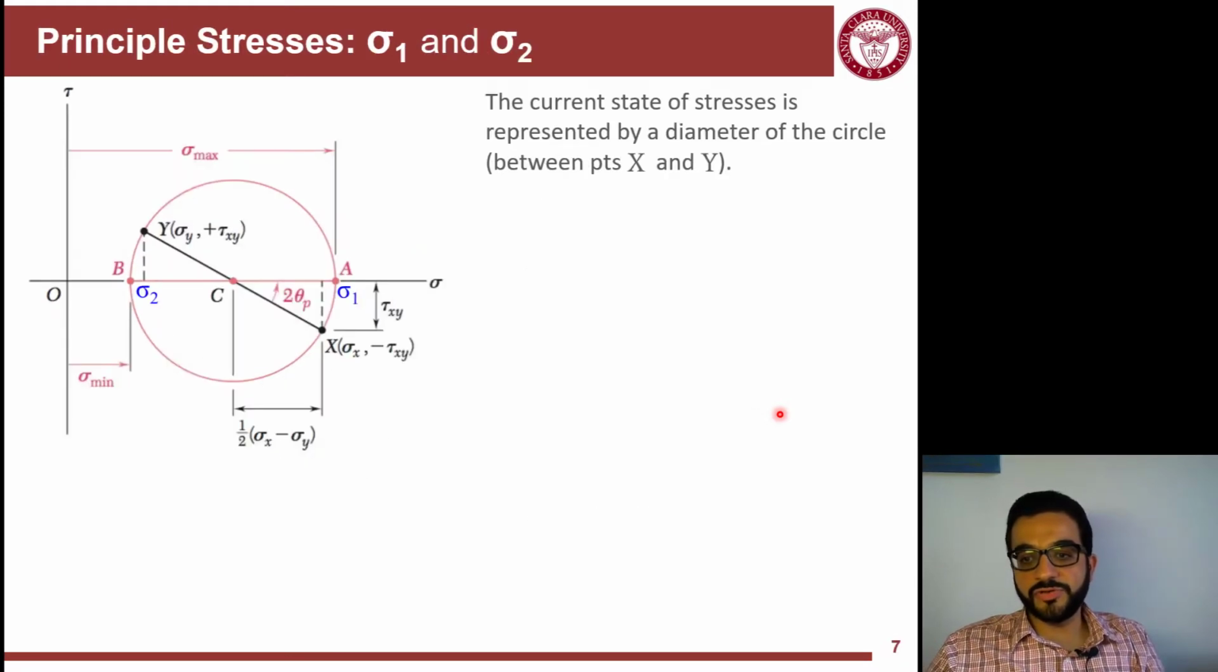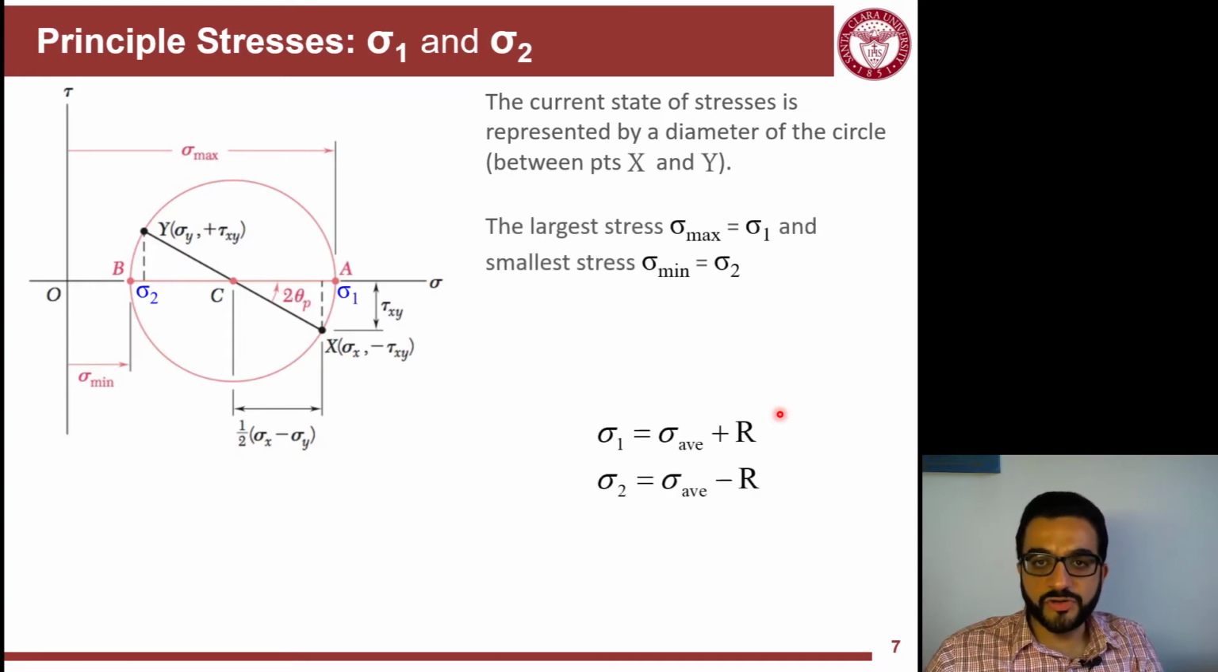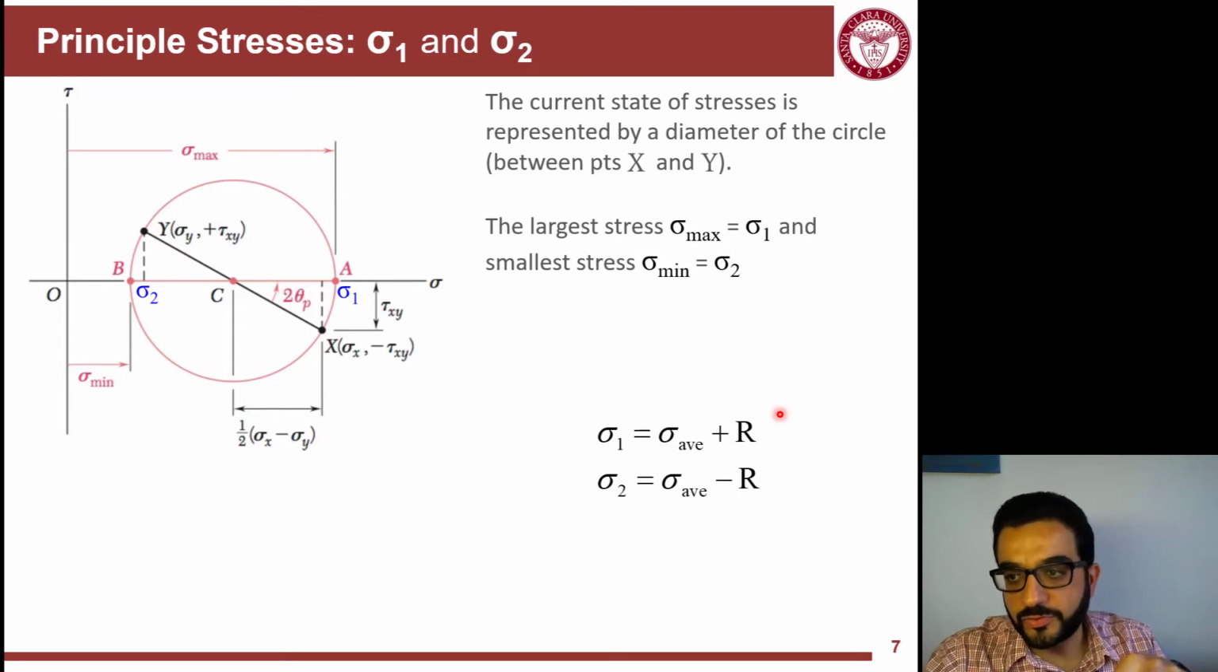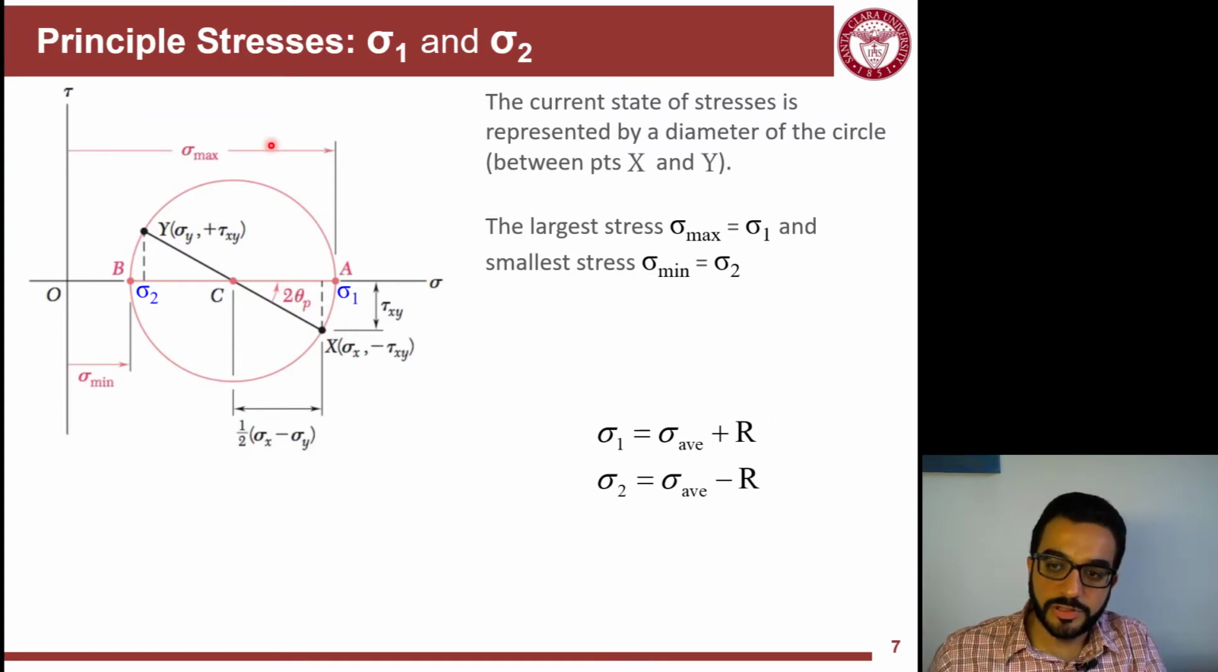Now we'll get some interesting findings using the circle. I can know where my principal stresses are, the largest possible normal stresses at this point. At some orientation, this maximum stress happens. So I have here the maximum principal stress. The largest one I will call sigma 1, equal to sigma max, which is to the right of the circle, where it intersects with the sigma axis. And then sigma min is equal to sigma 2.